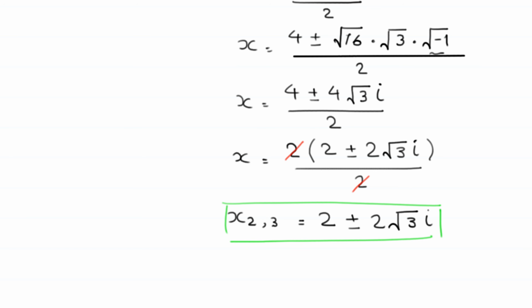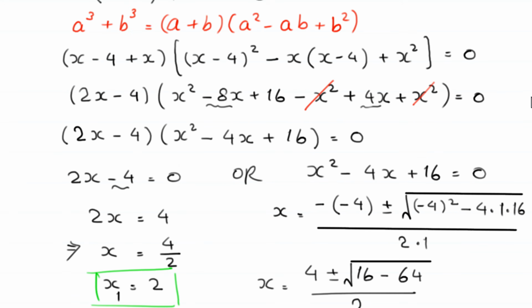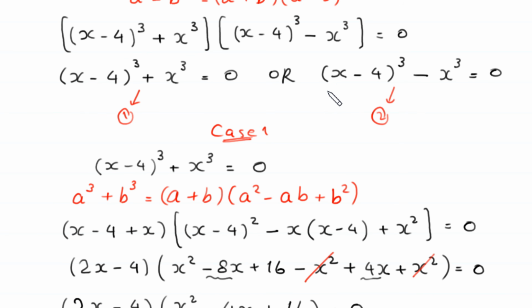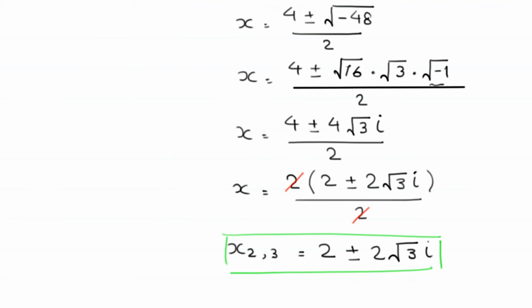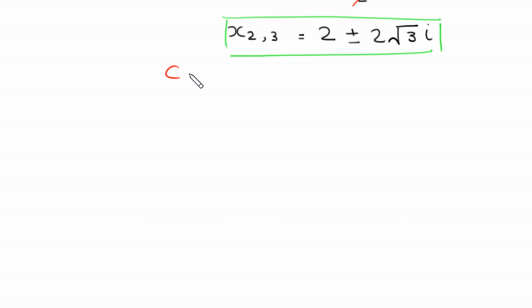Now we solve case 2. Case 2 is x minus 4 whole cubed minus x cubed is equal to 0.